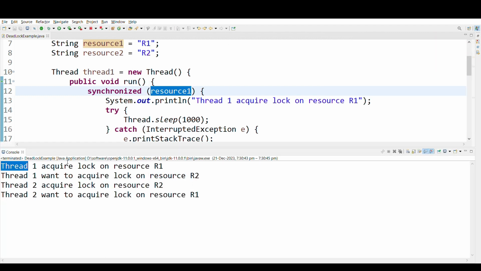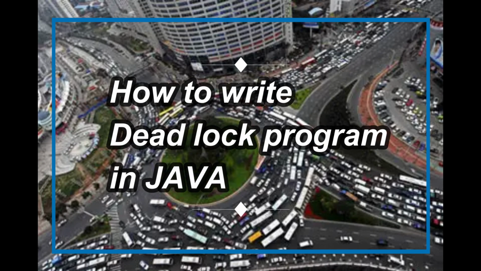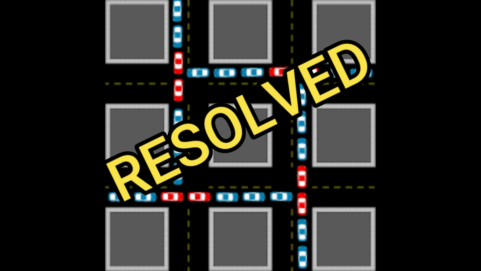Thread 1 acquired the lock on resource 1. Now thread 1 wants to acquire a lock on R2, so both executions are done. Once thread 1 completes its job, thread 2 wakes up, puts the lock on R2, and then you can see the message of R1. So both threads have used the shared resource, and we solved this deadlock situation just by rearranging the resource access. Hope your doubts are cleared, and you know how to write the deadlock program and how we can resolve the deadlock issue in Java.